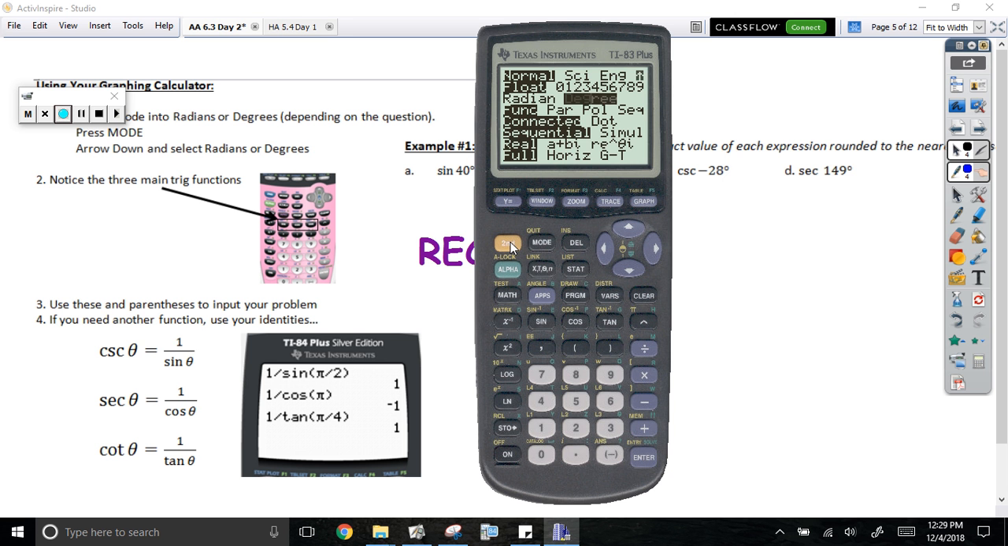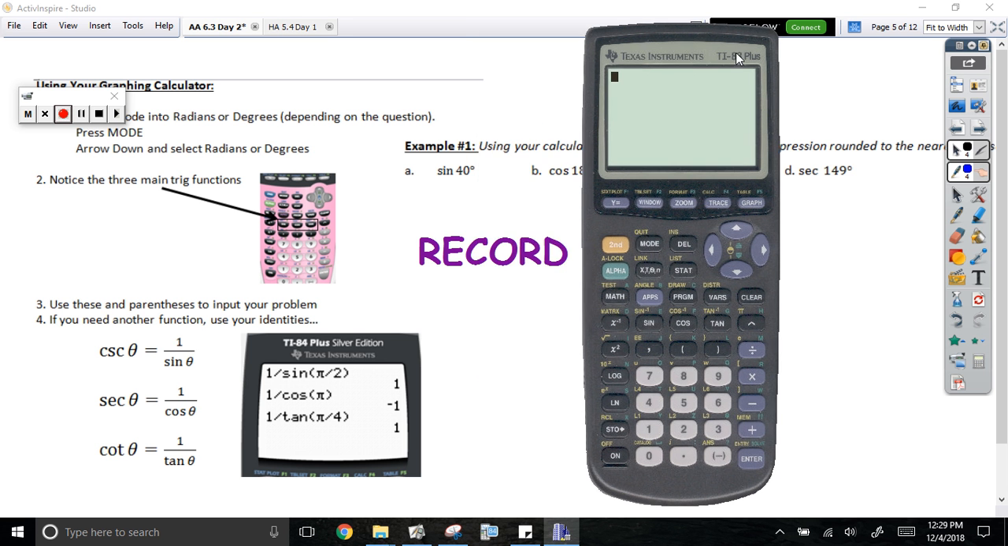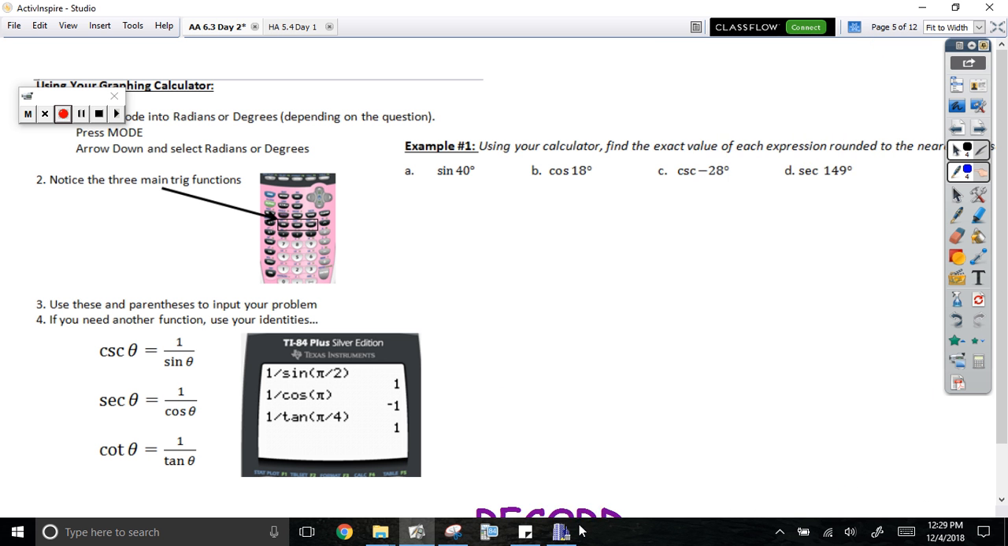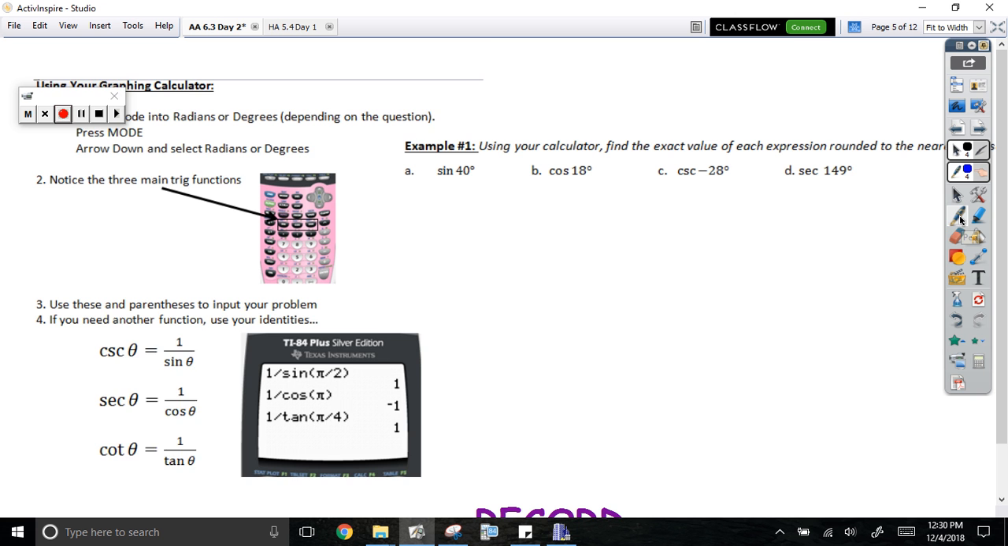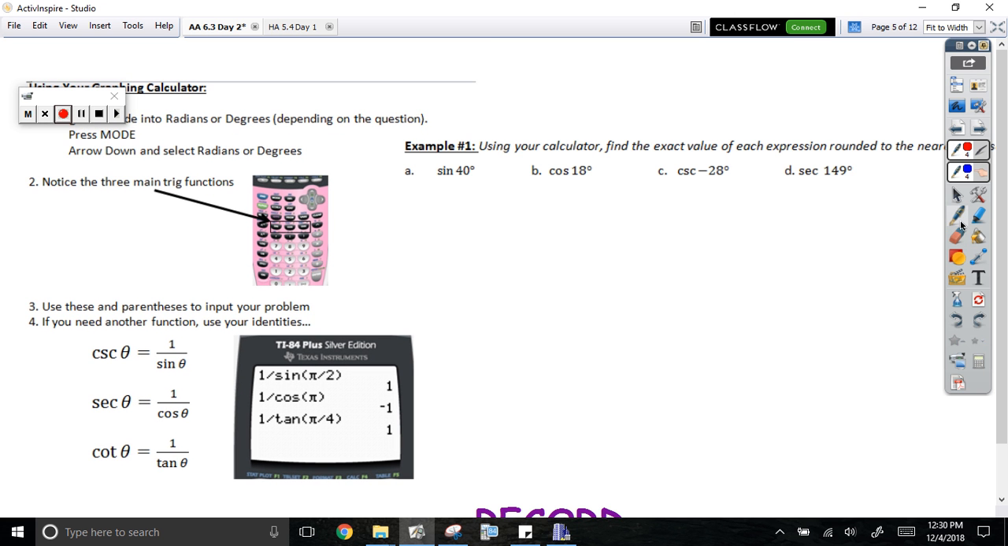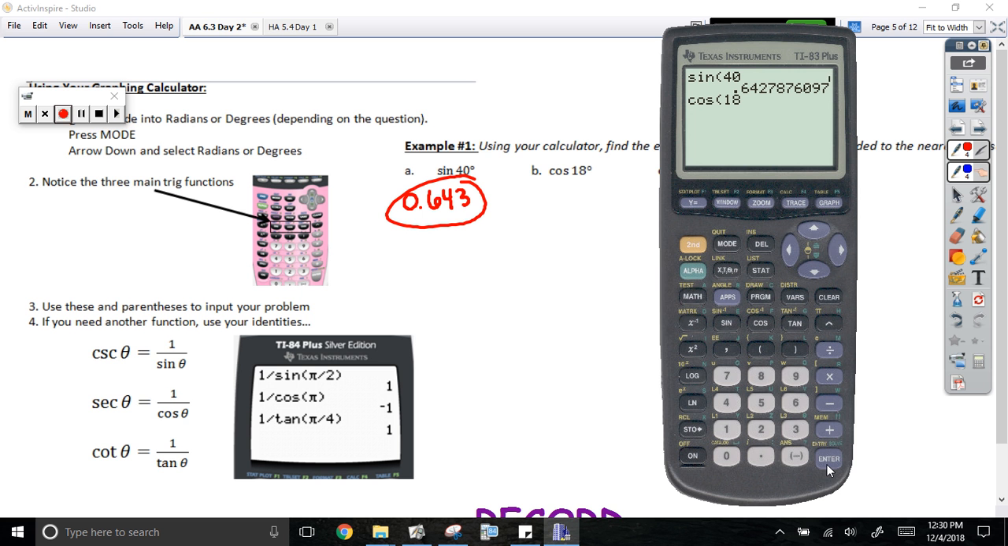All right. So the first 2, can we get the same answer together? Sine 40, and we're rounding to the nearest 10,000, so 3 decimal places out, so 0.643. Is anyone not getting 0.643 on their calculator? I want everyone to make sure you're trying it on your own calculator today. Don't just watch. All right, cosine of 18. 0.951. Yes? Okay.